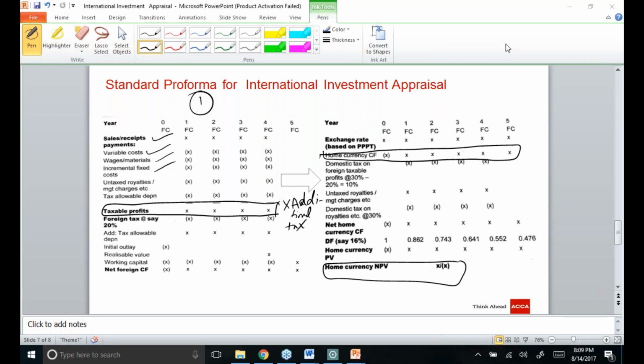Okay, another question: will the tax rate of home currency be applied on taxable profits after the conversion into home currency? No. Look, if you have converted into the home currency, you are going to pay only additional tax. And that additional tax will be applied on the gross earnings of the subsidiary.